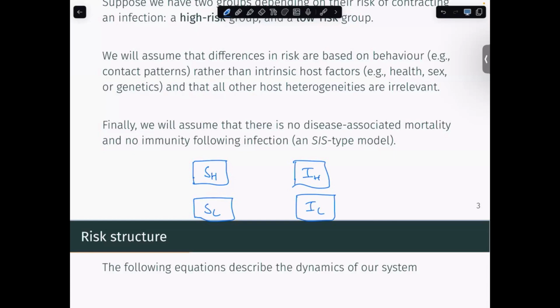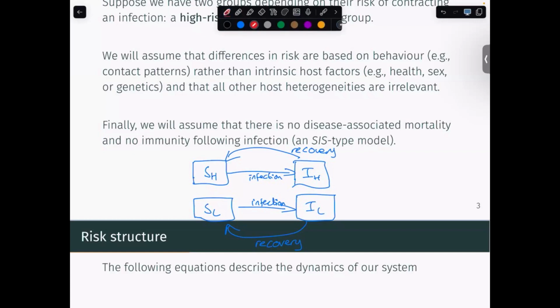and individuals can move from one of these categories into the other, either through infection and they can move back into recovery. So we're assuming here as well, there's no change in behavior. So if you're in the low risk group, you're always in the low risk group. Crucially, these two are not isolated from each other. Okay, at the moment, it looks like they're isolated.